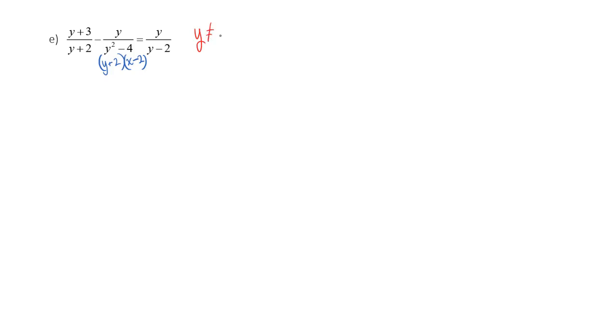y cannot equal negative 2. y cannot equal positive 2. Now let's look at the LCD. The least common denominator is going to be (y + 2)(y − 2). That's what I'll multiply both sides of my equation by.